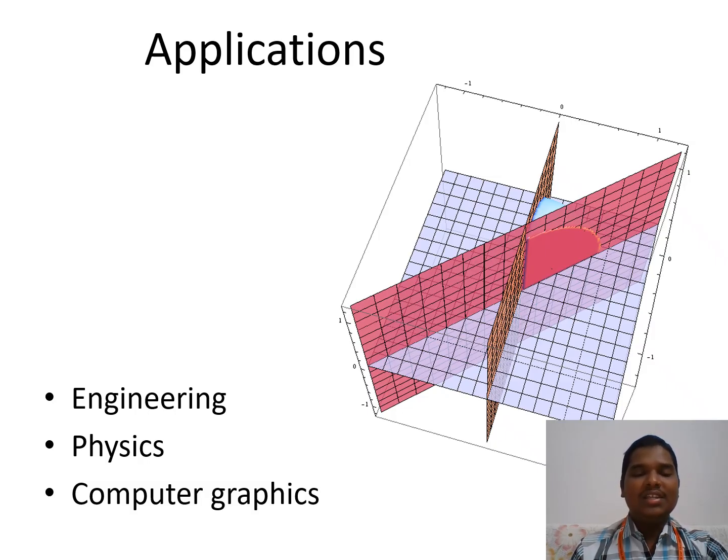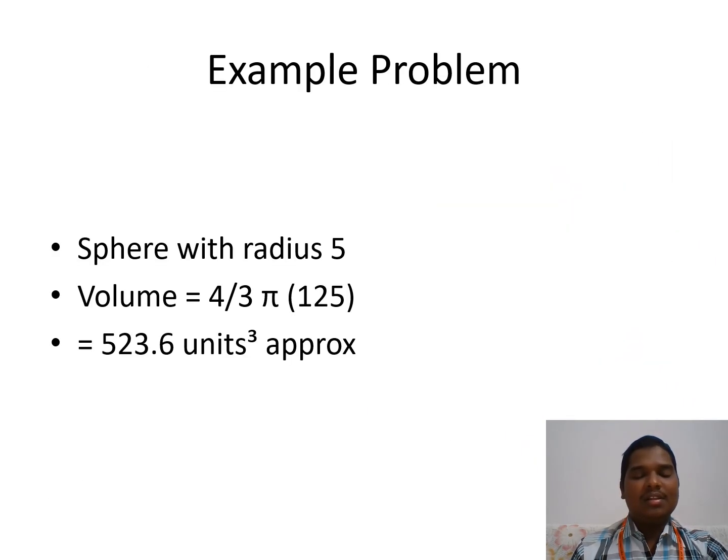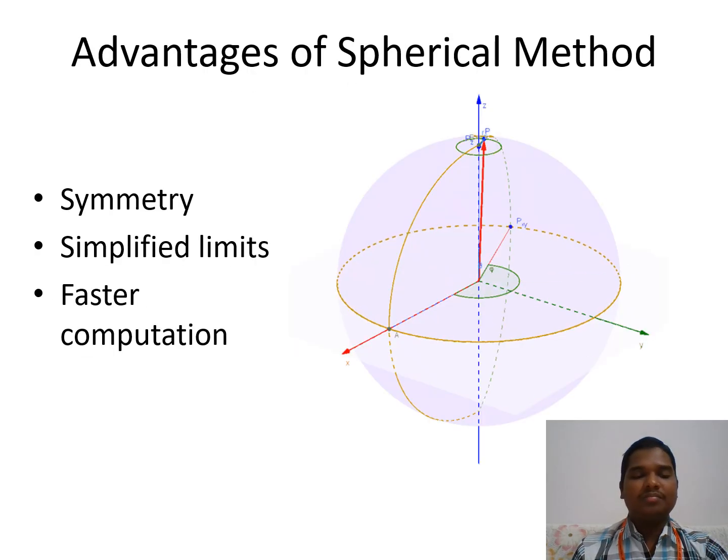Now, let us see a numerical example. Consider a sphere with radius 5 units. Using the formula V equals 4 by 3 pi into 125, V is approximately 523.6 units cubed. This confirms our derivation.